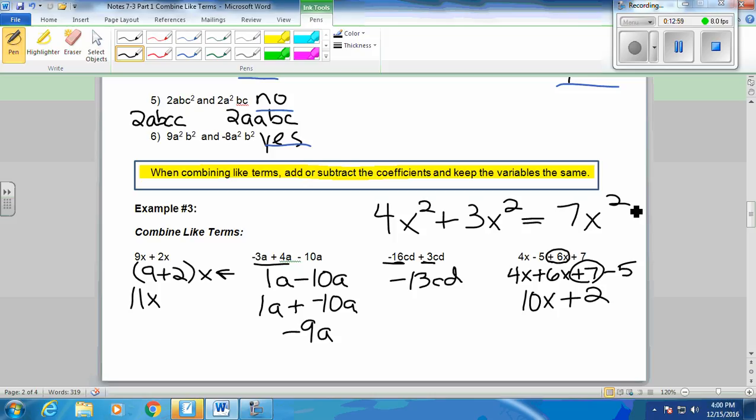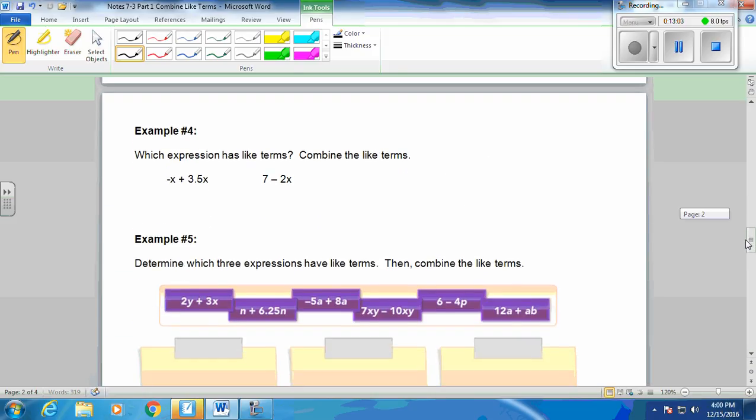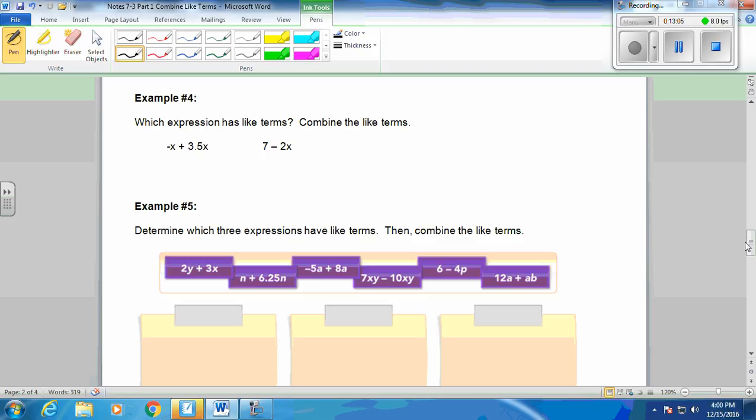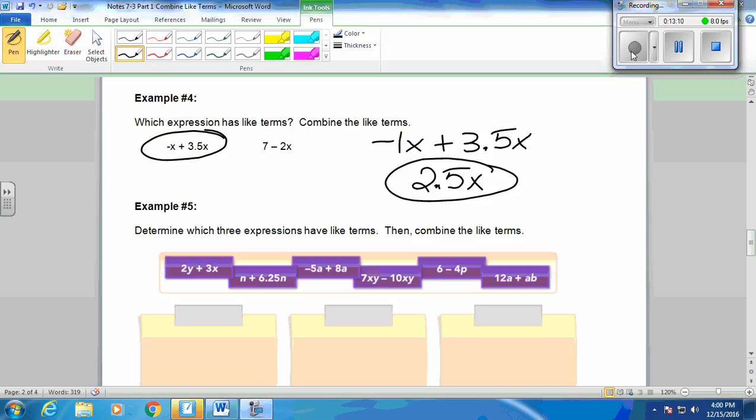Number 4 is asking for you to decide which ones have like terms, and then to go ahead and combine those like terms. Go ahead and give that one a shot. All right, so only the first one has like terms. I just rewrote it again, putting a negative 1 in front of the x, just to remind myself that it is not just going to end up being 3 5/10 x. I have to now actually combine negative 1 plus 3 5/10 to get 2 5/10 x.